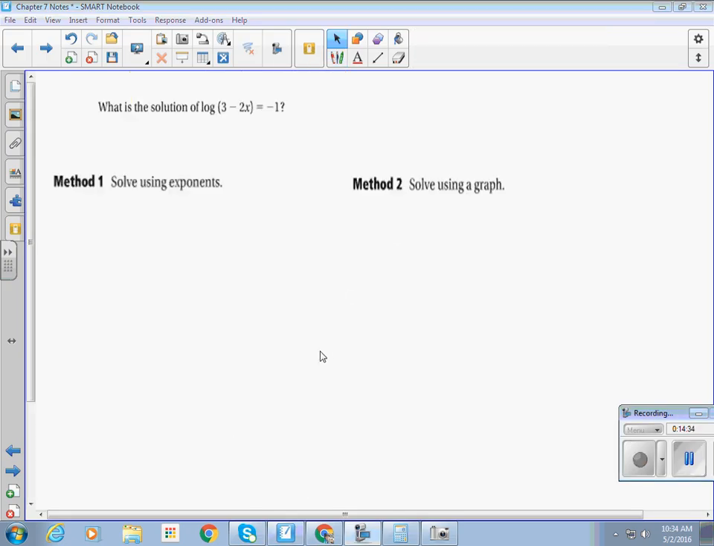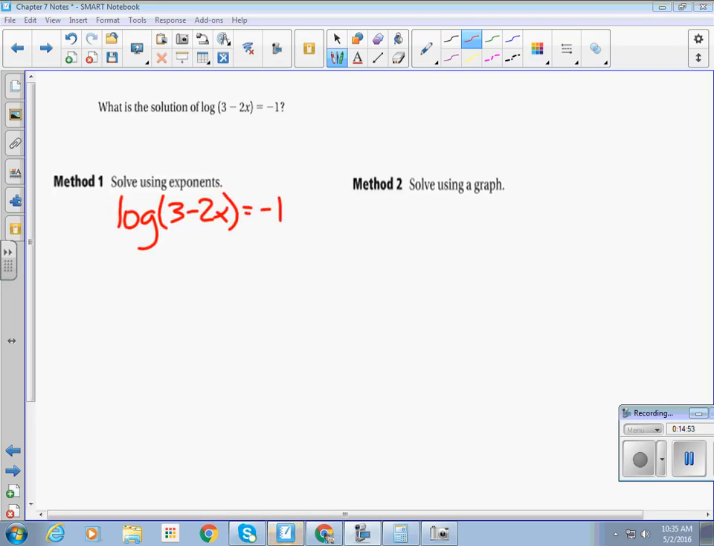Okay, so we're going to take log of 3 minus 2x equals negative 1, and we're going to solve using exponents, and we're going to solve using a graph. So to solve using exponents, what is the base of this logarithm? So it is base 10.